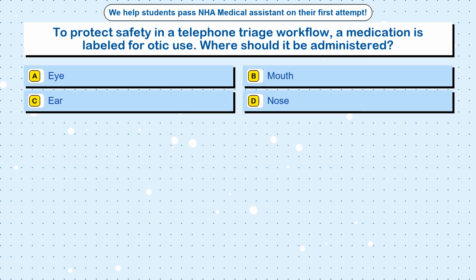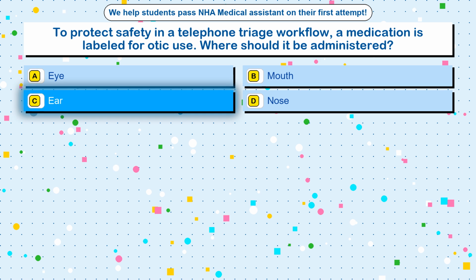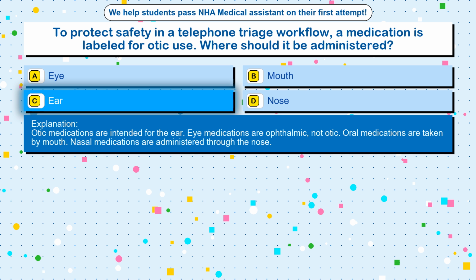Question 94. To protect safety in a telephone triage workflow, a medication is labeled for otic use. Where should it be administered? Option A, eye. Option B, mouth. Option C, ear. Option D, nose. The correct answer is option C, ear. Otic medications are intended for the ear. Eye medications are ophthalmic, not otic. Oral medications are taken by mouth. Nasal medications are administered through the nose.